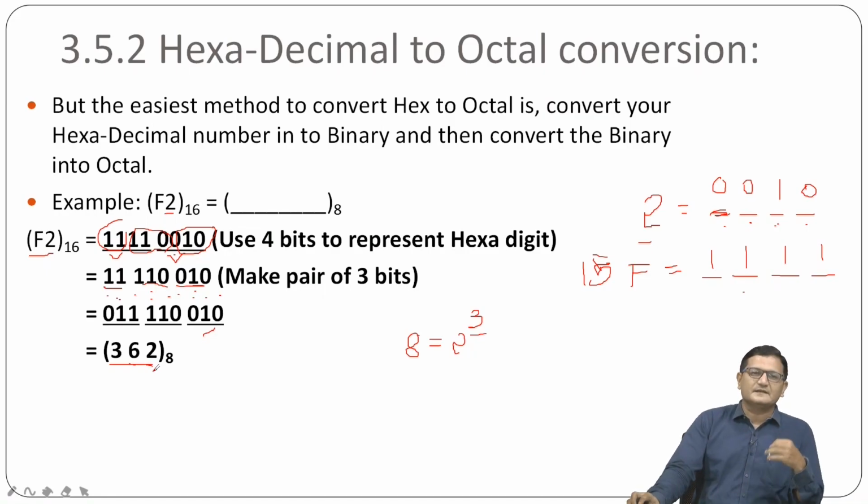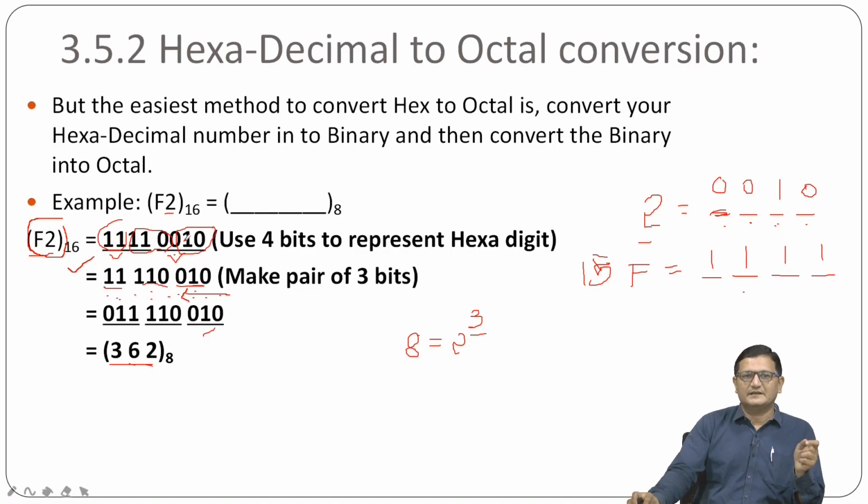So this is a bit easier method, right? Whenever any hexadecimal number is given to you, you just make a pair of 4 bits, write down the binary, and in that way you have converted the number into binary. Once you have the binary of the whole hexadecimal number, you make a pair of 3 bits. Make sure you make the pairs of 3 bits from the right hand side, and go towards the left hand side.